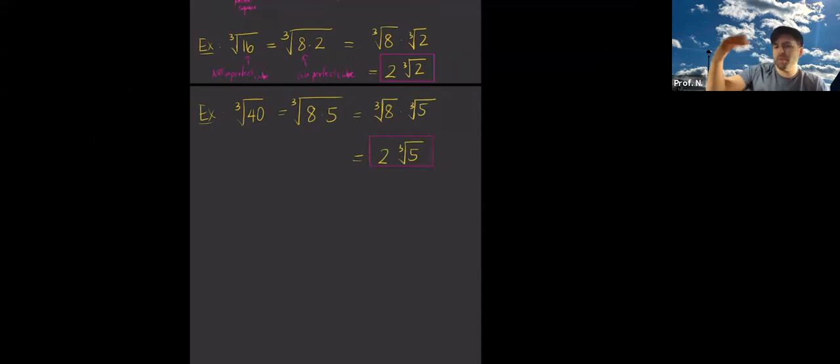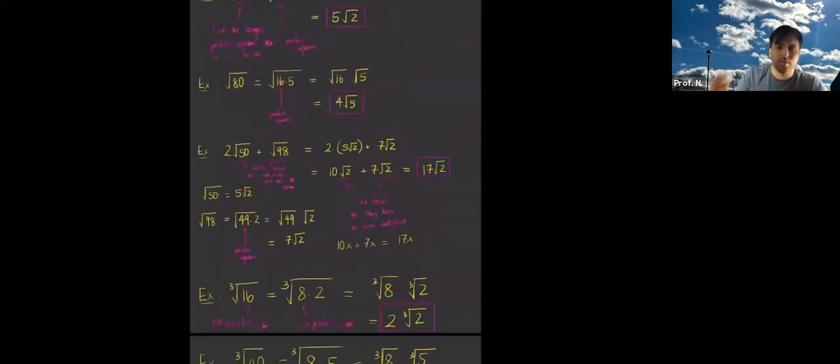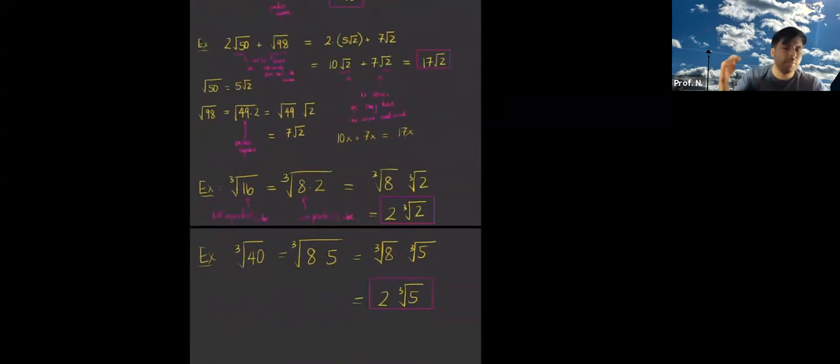And we can do this for other indices, right? I can do this for the fourth root. And the idea is I want to find the perfect whatever that index is. So if I have square roots, I want to find the perfect square. If I have cube roots, I want to find the perfect cube. If I have fourth roots, I want to find the number that is a perfect fourth power. And so on and so forth.